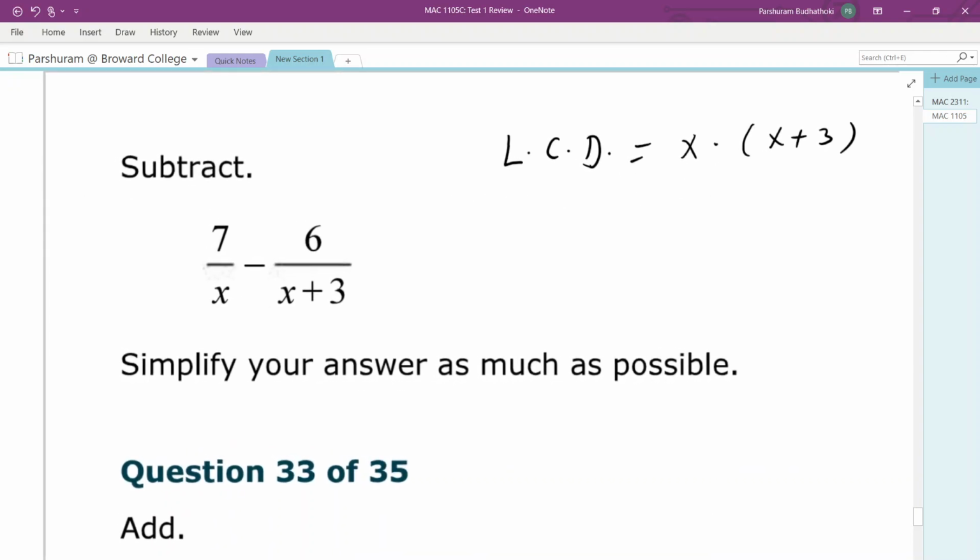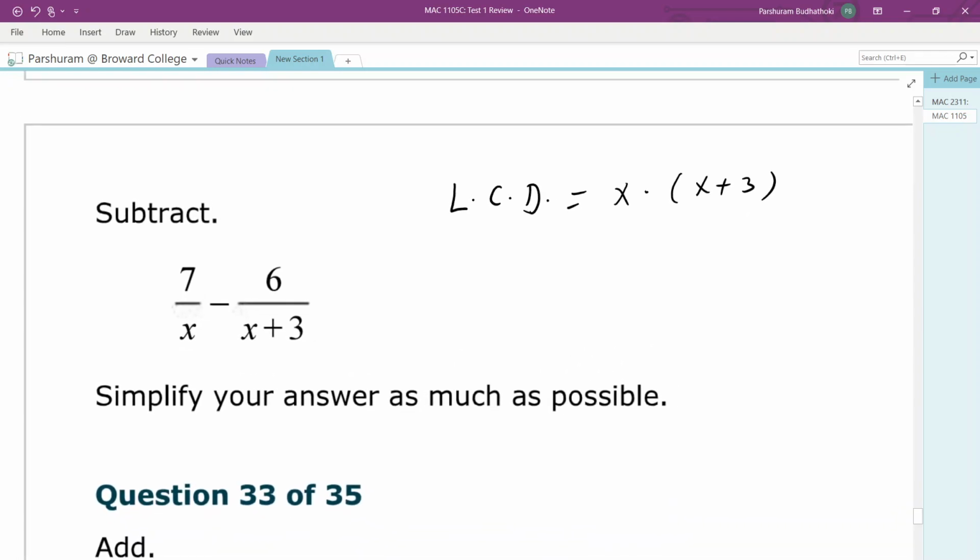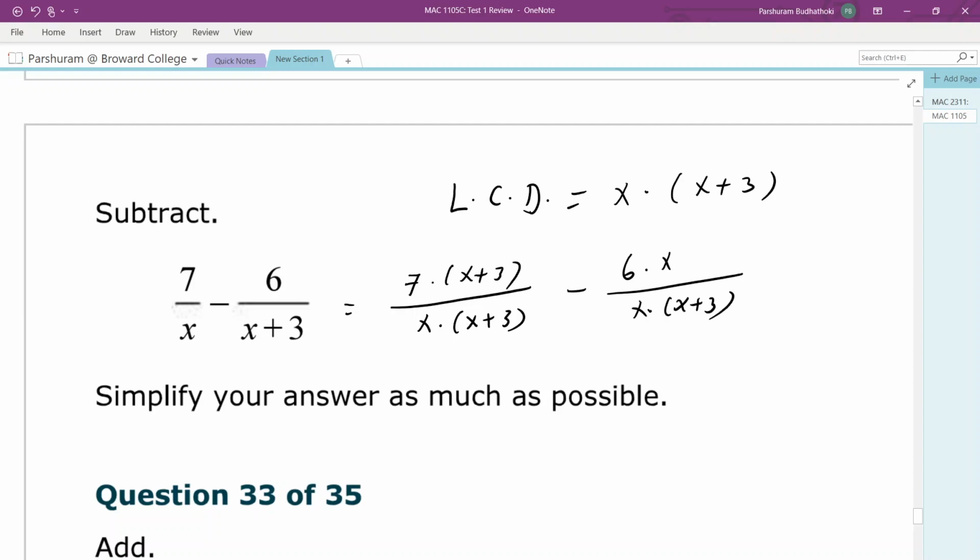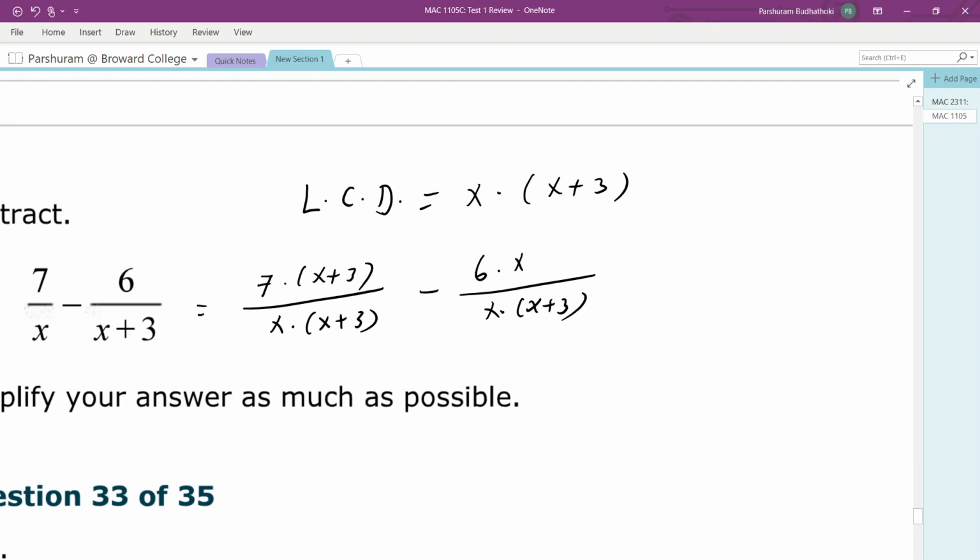So to make the least common denominator for the first one, we have to multiply the first rational expression by x plus 3 on the top, and on the bottom, we're basically just multiplying by 1, and we can always do that. And for the second one, to make the same denominator, we have to multiply the top by x and the bottom by x as well. So now you can see that we have the same common denominator.